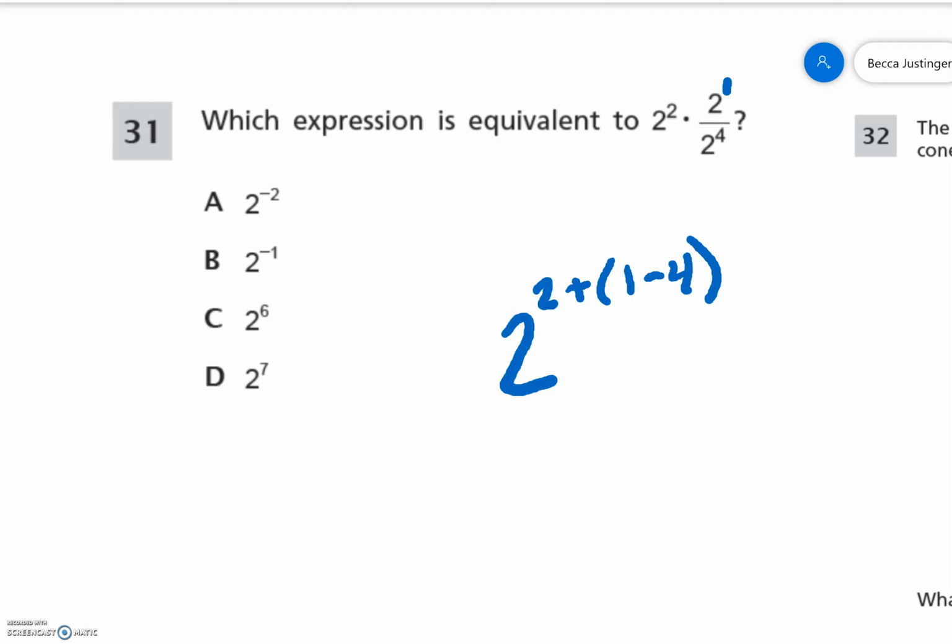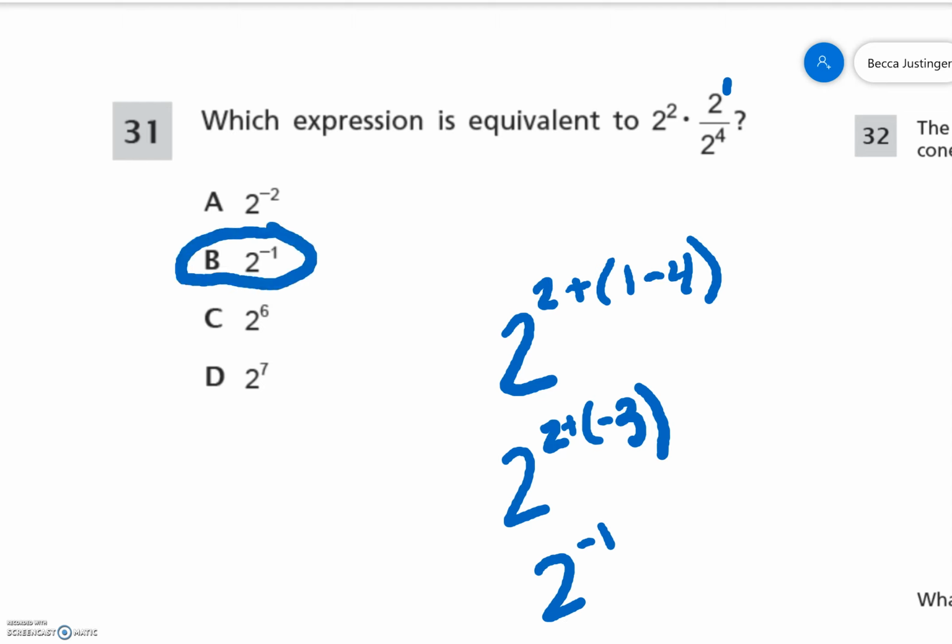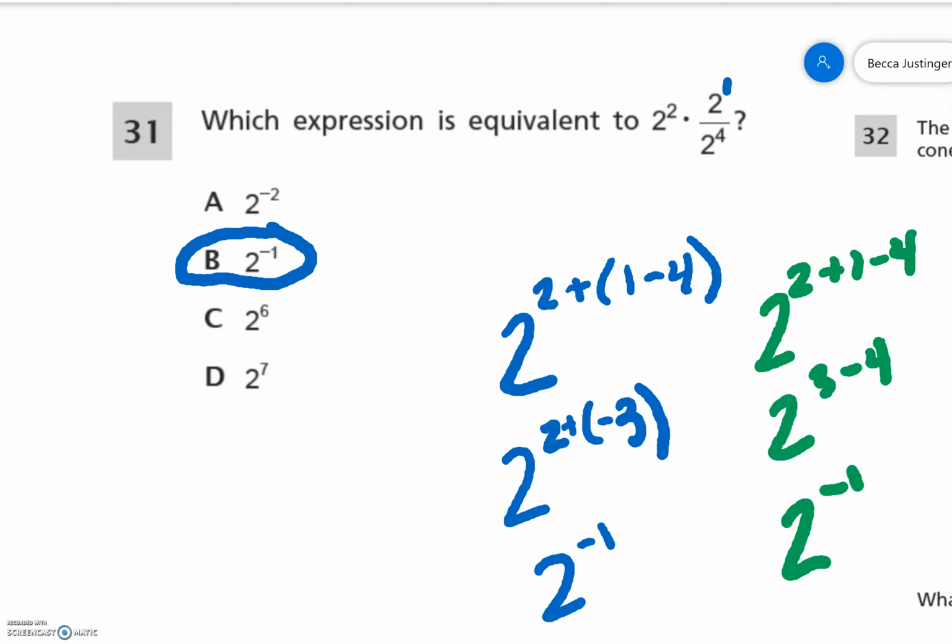So 2 in the parentheses, 1 minus 4 is negative 3. And 2 minus 3 is equal to negative 1. Okay? You actually didn't have to do the 1 minus 4 first. You could have done it 2 raised to the second power plus 1 minus 4. If you did 2 plus 1 first, that would be 3. Minus 4 still gives you the same answer.